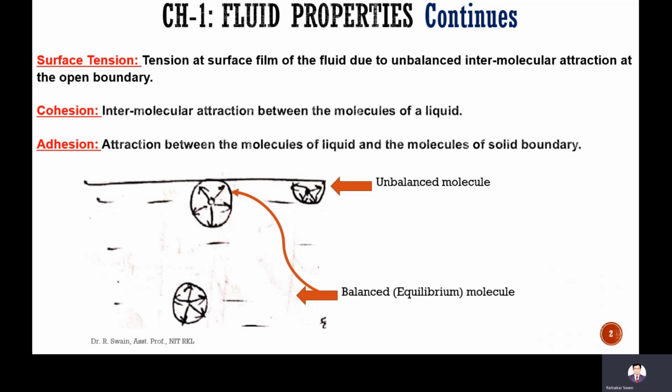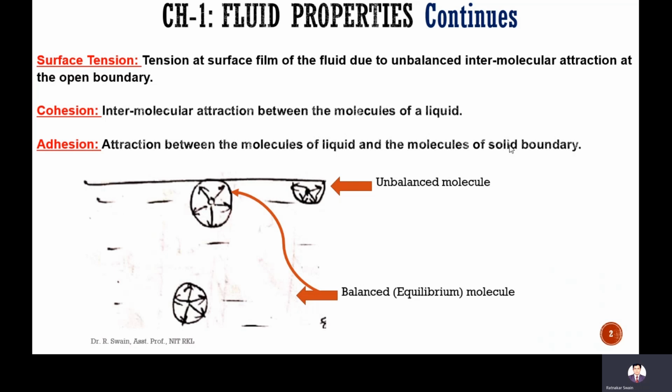We discussed density, specific gravity, weight density, and most importantly viscosity. Different types of fluid like real fluid, viscous fluid, ideal fluid, that we discussed, according to viscosity. What is Newton's law of viscosity? What are Newtonian fluid and non-Newtonian fluid, that we discussed. And in the last class I was discussing surface tension.